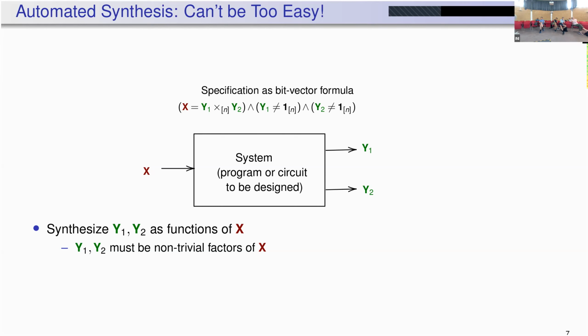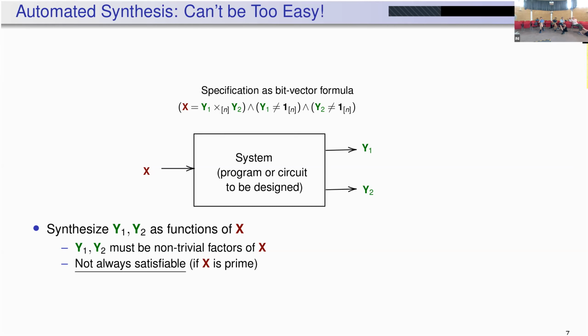My specification also says that the output Y1 should not be equal to 1, expressed as an n-bit number, and neither should Y2. So what we are really doing is asking Y1 and Y2 to be non-trivial factors of X. This is basically a factorization specification. The point is that the specification is fairly simple. Even in the simplest way, you can write down that specification in size O of n square, even if you write individual bits.